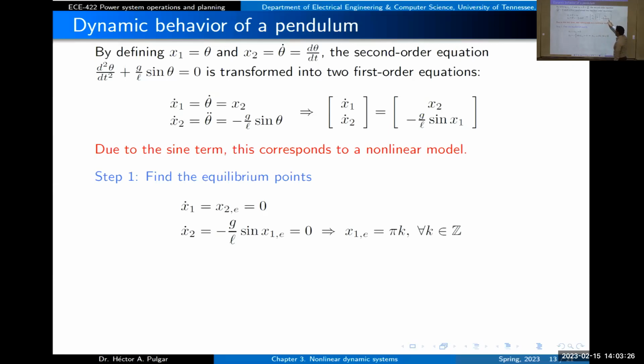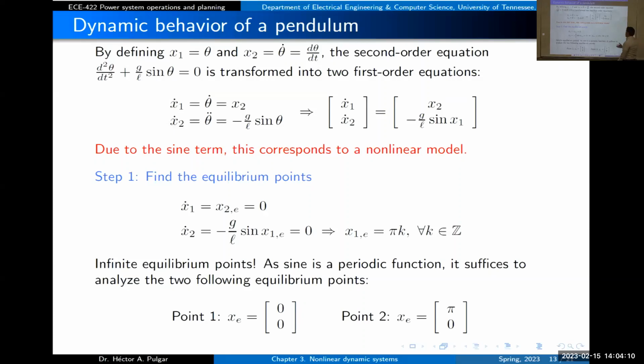Then we have x2 dot equal to 0, and then we need to solve for x1. Because this is a sinusoidal function, what values of x1 will lead to an expression here that is equal to 0? Infinite. So if x1 is 0, pi, 2 pi, 3 pi, and so on, and also negative, all those points are going to be equilibrium points. So this system will have infinite equilibrium points. And here we have a solution for that. So for any integer here, that's the equilibrium point for x1. x2 is always 0.